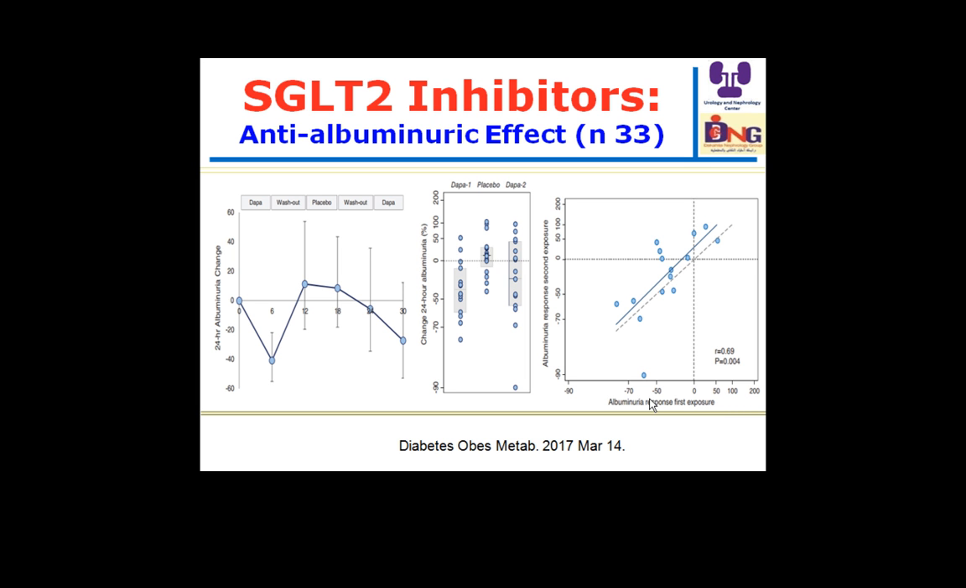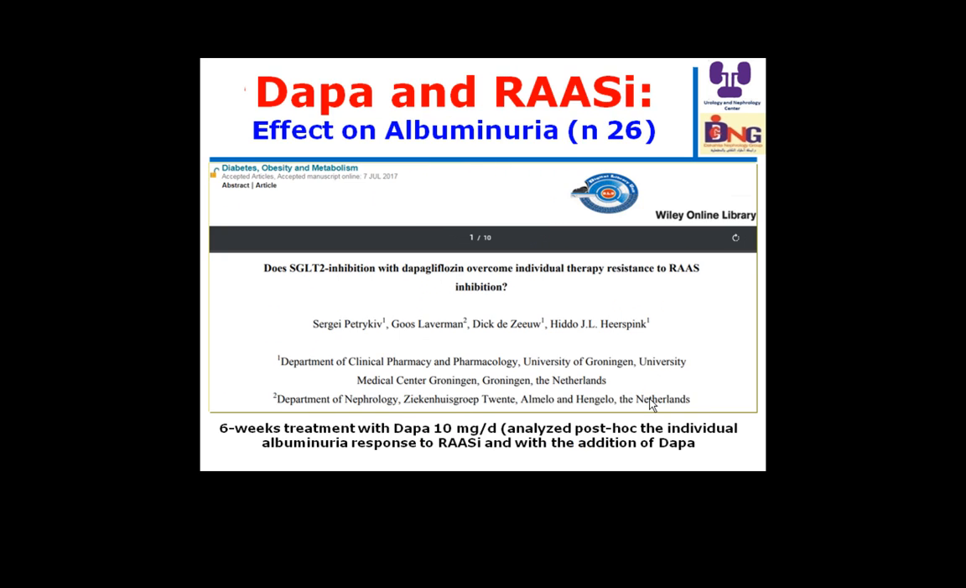And if it is given to a patient and there is no response, we will predict that the response in the second time of exposure will be the same, no response. So the response, the anti-albuminuric effect within the first exposure, predicts the response, and this is one of the personalized medicine.